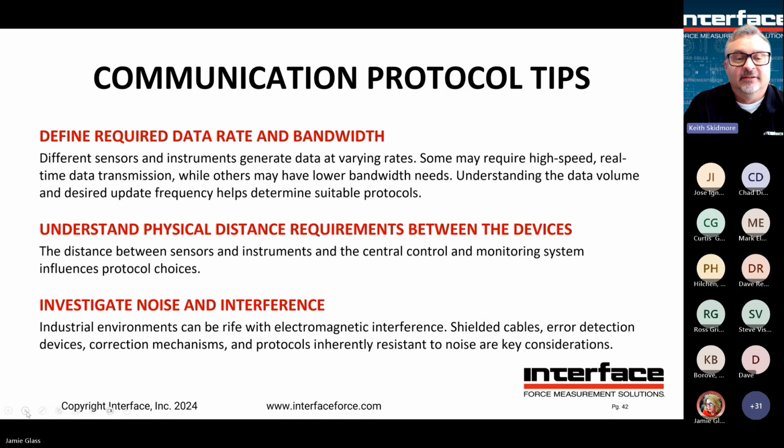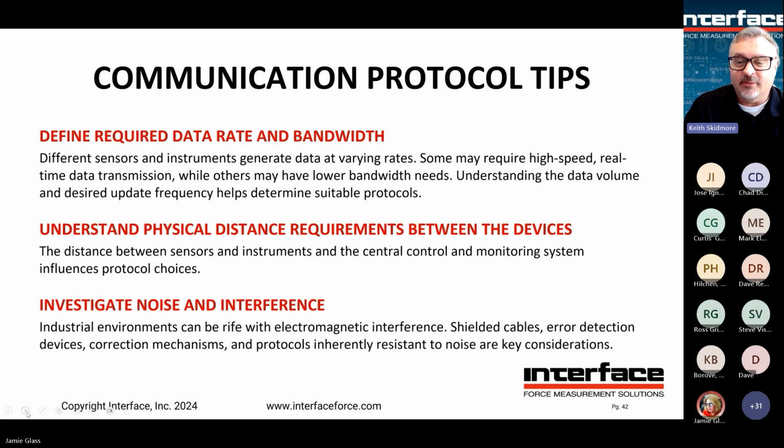Next slide. So, communication protocol tips. You define the required data rate and bandwidth. Again, certain protocols, certain signal conditioners have serious limitations on their bandwidth. Some of them are quite fast. Some of them may be only in the hundreds of samples per second, or maybe even slower than that. And that's perfectly fine if you're monitoring, say, the weight of a tank. If you're doing some kind of force feedback operation, it may be entirely too slow.